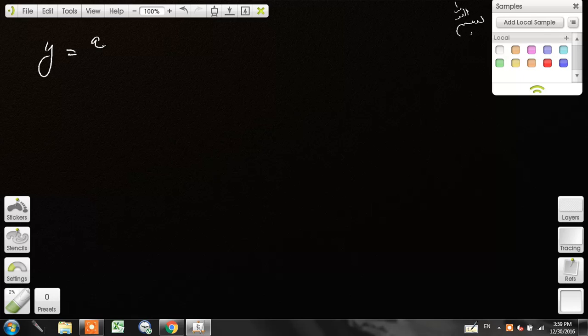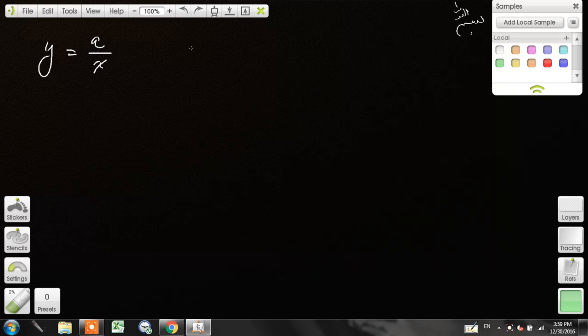y equals A over x. This is inverse variation. Do you understand? You follow? Okay. Why are we talking about this? Because x is in the denominator. It's like a rational equation, right? It's like this. Okay?